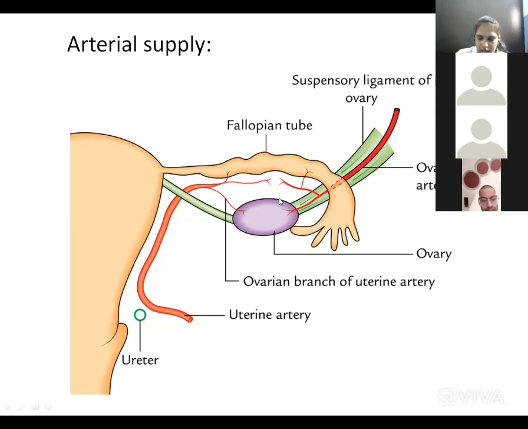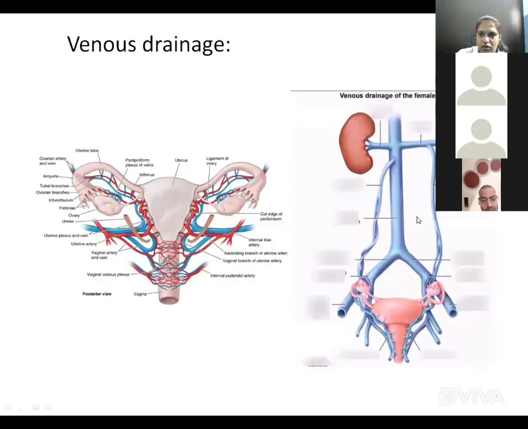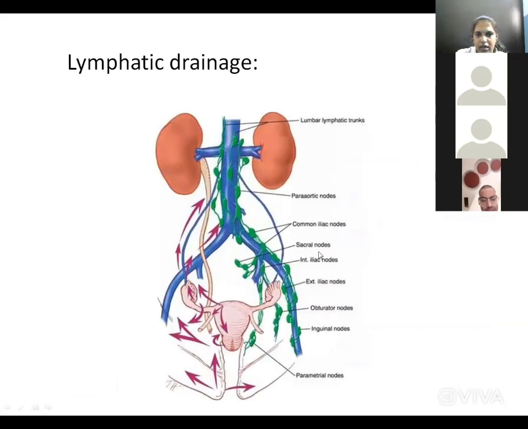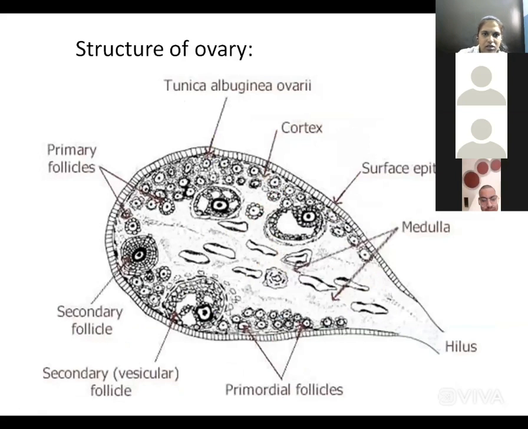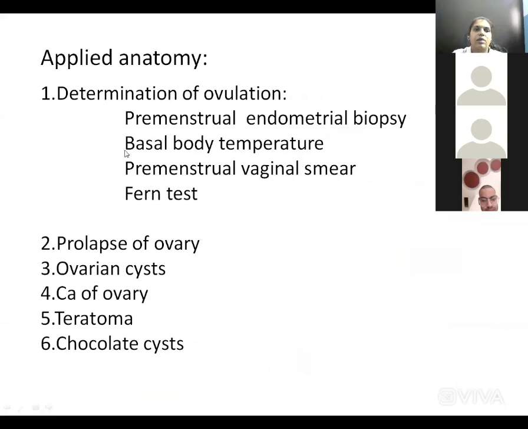Arterial supply, two arteries. Venous drainage, on right side into inferior vena cava, on left side left renal vein. Lymphatic drainage, after passing along with vessels, it drains into pre and para-aortic lymph nodes. Nerve supply, sympathetic from T10, T11, parasympathetic from S2, S3, S4. Pain sensations are carried by the sympathetic nerves. Structure, these are simple cuboidal epithelium, then tunica albuginea, cortex having different follicles, and medulla, which is having blood vessels and the nerves.